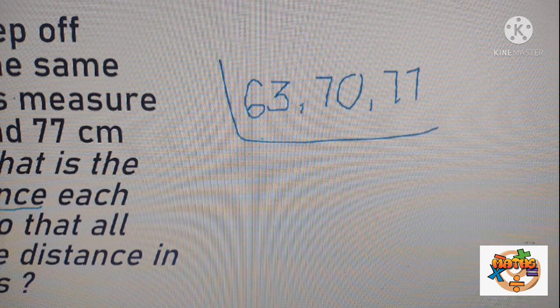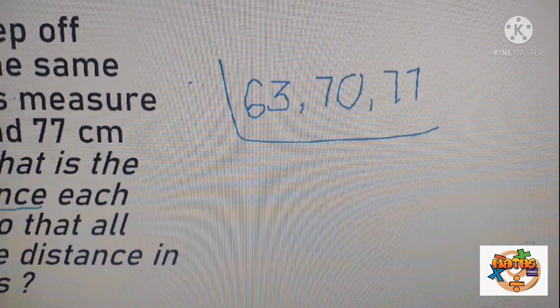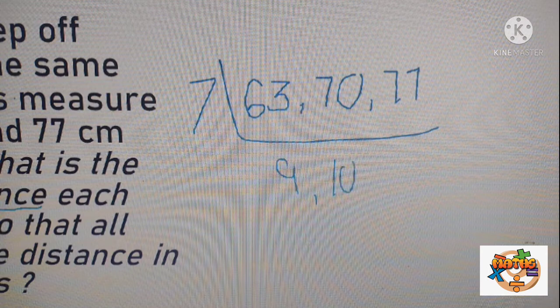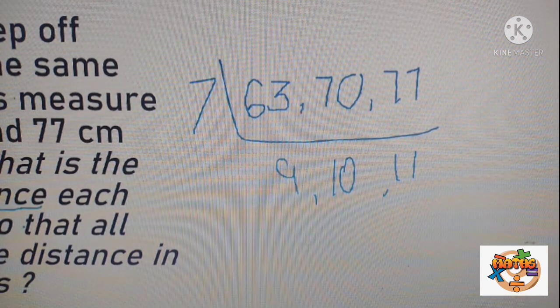Now all these numbers available here are divisible by 7. Okay, so we will divide by 7. 7 into 9 is 63, 7 into 10 is 70 and 7 into 11 is 77. Okay, now 9, 10, 11 have no common number which will divide them.